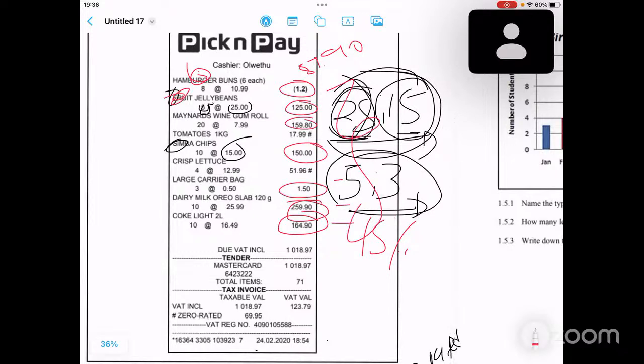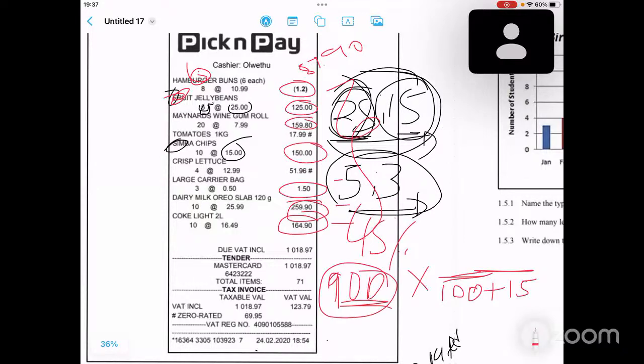Let's say, did somebody try to calculate this amount? And how much did you get? Let's say you got 900 rands. Then the 900 that you're seeing here has 15% in it. So it's going to be plus 15, so it's 115. So the 900 that you're seeing here includes the VAT percentage and the 100%.